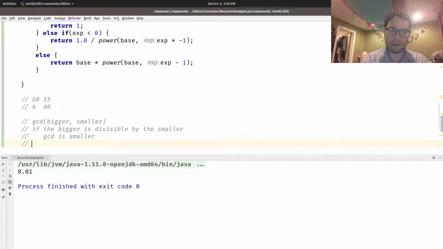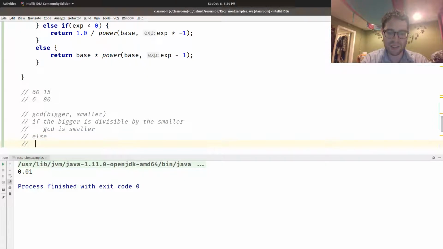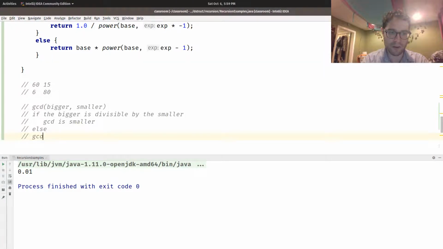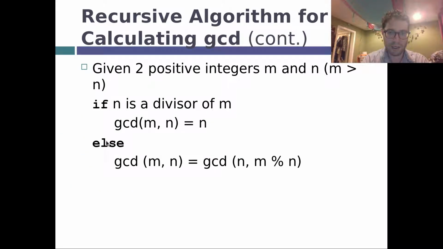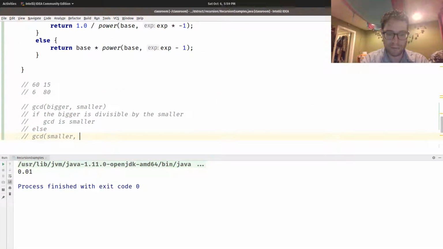If they don't divide each other, then what it says is that the GCD of the bigger and the smaller is the same as the GCD of the smaller and, let's see, I believe it was bigger mod smaller. Just want to make sure. Yep, bigger mod smaller. It wouldn't make sense otherwise.